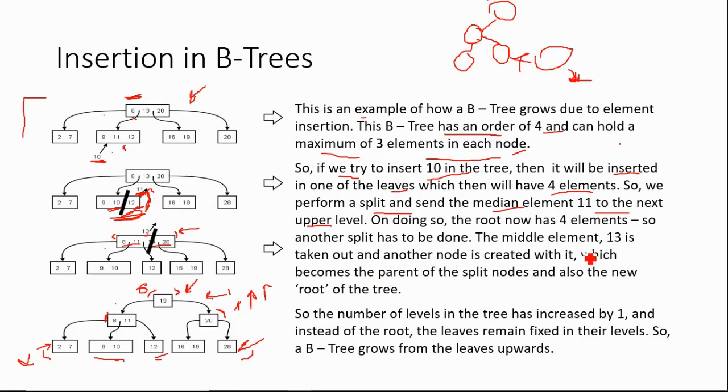The middle element 13 is taken out and another node is created with it, which becomes the parent of the split nodes and also the new root of the tree. So the number of levels in the tree has increased by 1. As we have seen, the leaves remain fixed in their levels, but the root has moved. So the tree grows upwards, through the root.